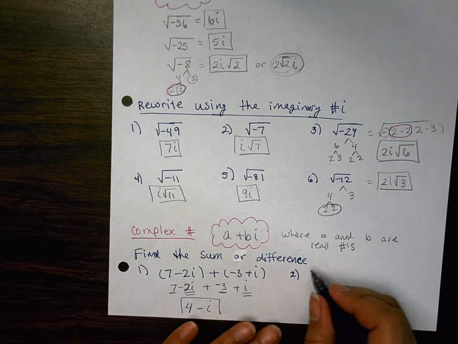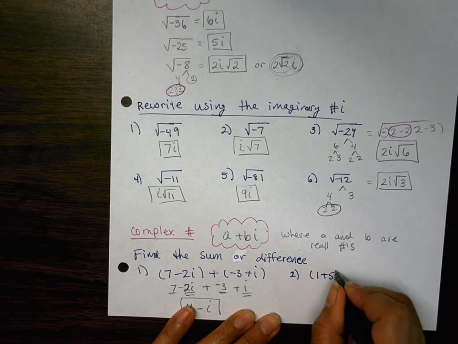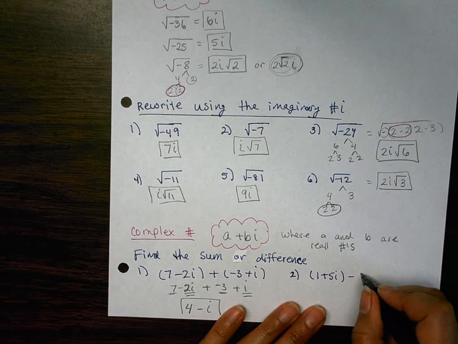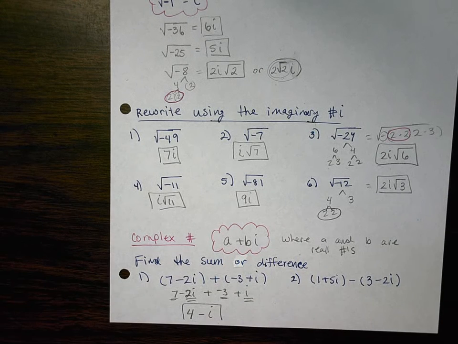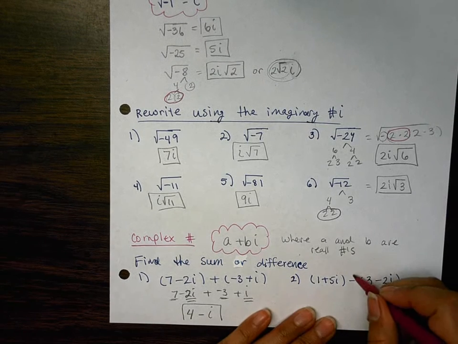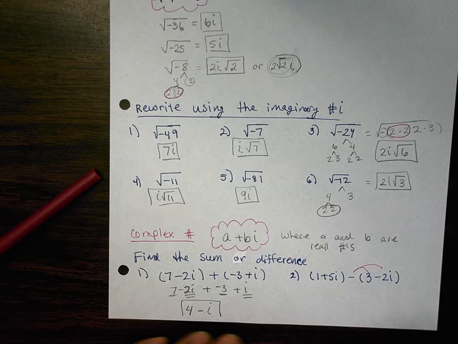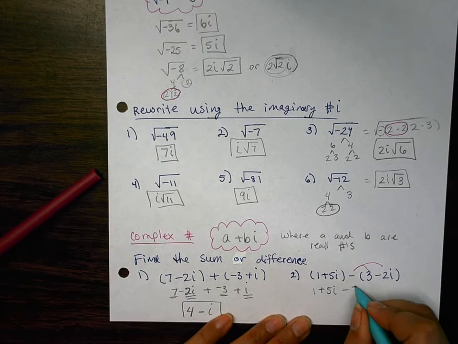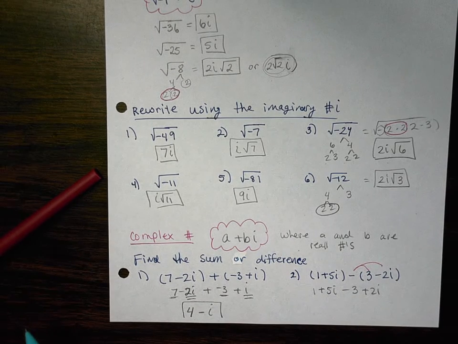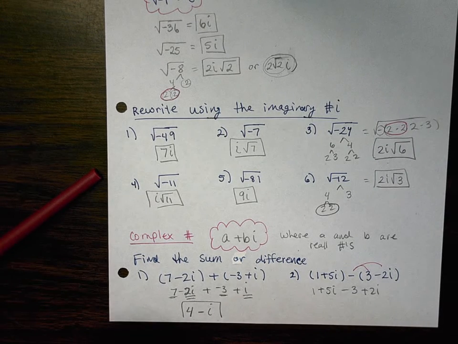4 minus i. Number 2, 1 plus 5i in parentheses minus parentheses 3 minus 2i. Can I drop the parentheses on this one, yes or no? I have to distribute the negative. Good job. So I drop the parentheses on the first one, 1 plus 5i. And as I drop this one, I distribute. So it's negative 3 plus 2i. Does everybody see how that worked? Is that a yes? Okay.